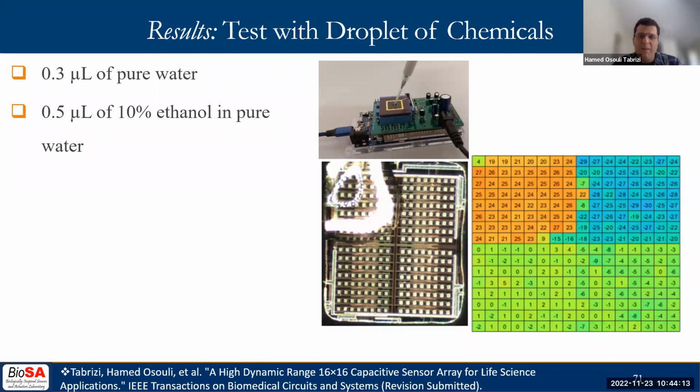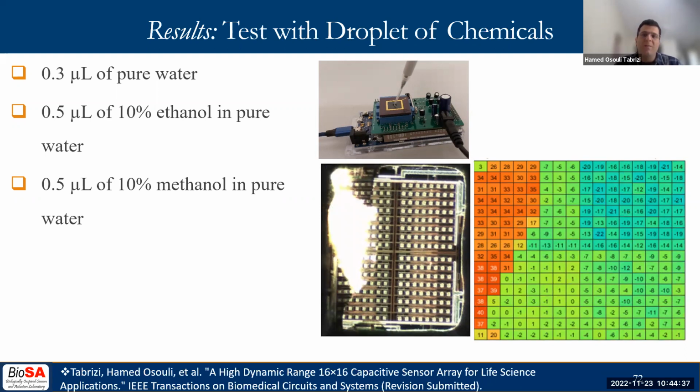The second droplet is a 0.5 microliter mix of 10% ethanol in pure water. The results confirm the location as well as the smaller numbers in the active pixels. This shows the sensitivity of the chip to the dielectric of liquids, recalling that ethanol has a smaller dielectric property compared to water.